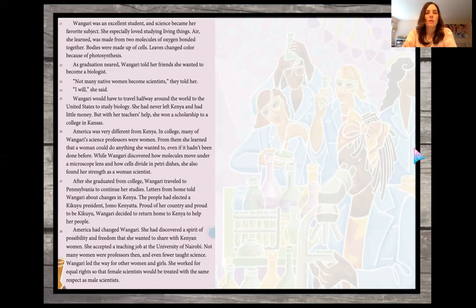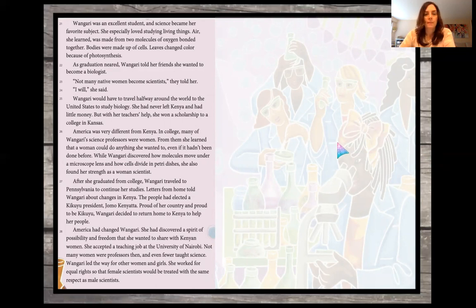Wangari was an excellent student and science became her favorite subject. She especially loved studying living things. Air, she learned, was made from two molecules of oxygen bonded together. Bodies were made up of cells. Leaves changed color because of photosynthesis. As graduation neared, Wangari told her friends she wanted to become a biologist. Not many Native women become scientists, they told her. I will, she said. Wangari would have to travel halfway around the world to the United States to study biology. She had never left Kenya and had little money, but with her teacher's help, she won a scholarship to a college in Kansas.